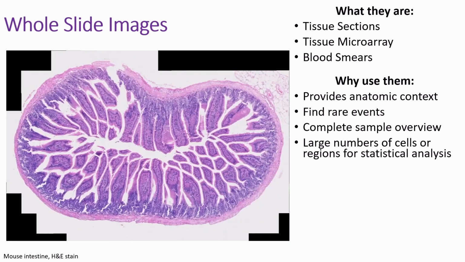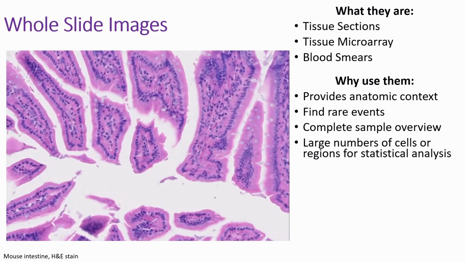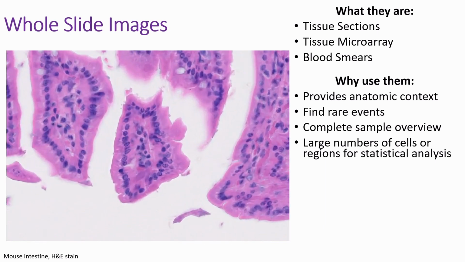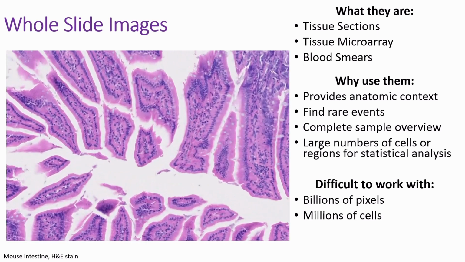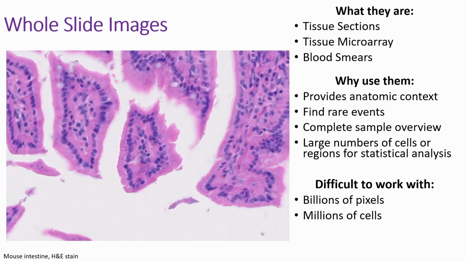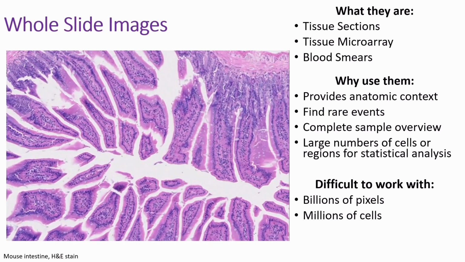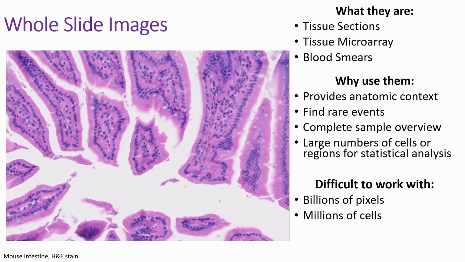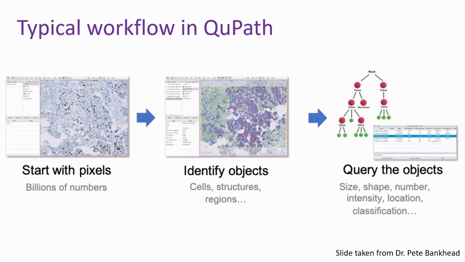I primarily work with tissue sections, so that's what I'm going to be talking about a lot and what all of my examples are. But tissue microarrays or blood smears also work as well. However, these very large images are difficult to work with. They have billions of pixels and millions of cells, so a lot of image analysis programs struggle to really process images of this size. And QuPath is designed with these very large images in mind.